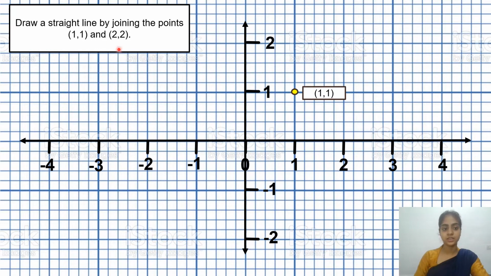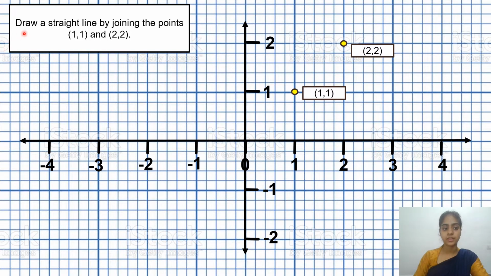Now next we are supposed to mark (2, 2). So for (2, 2), the x-axis value is 2, the y-axis value is 2. So the point will be somewhere here. So the point is here. Okay, this point is (2, 2).